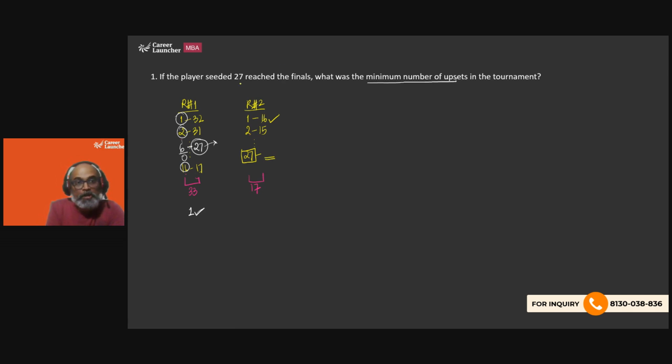Why should 27 win? Because 27 has to reach the finals. So what was the outcome of the first match? Since we do not know, we will consider that to be not an upset. Second match, not an upset. So we will see that there is going to be one upset here as well. Which means in round number 3 again, there will be an upset because whoever plays against 27, there will be an upset. So this is the quarterfinal. Then in round number 4, which is the semi-final, there are going to be 4 teams. 27 will continue, and will play against someone who has a seed better than 27. So there will be an upset here as well.